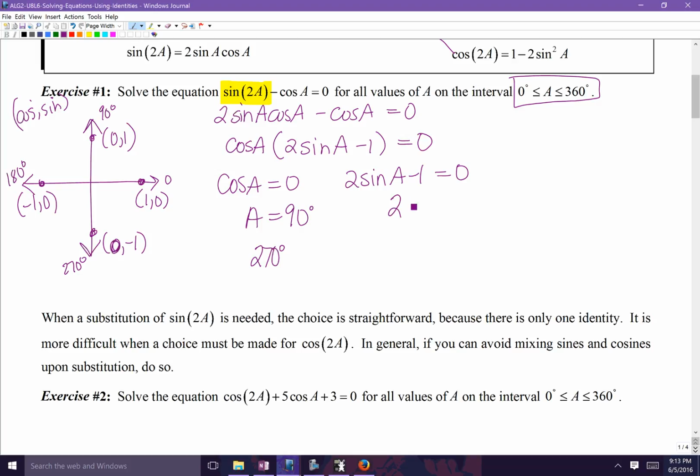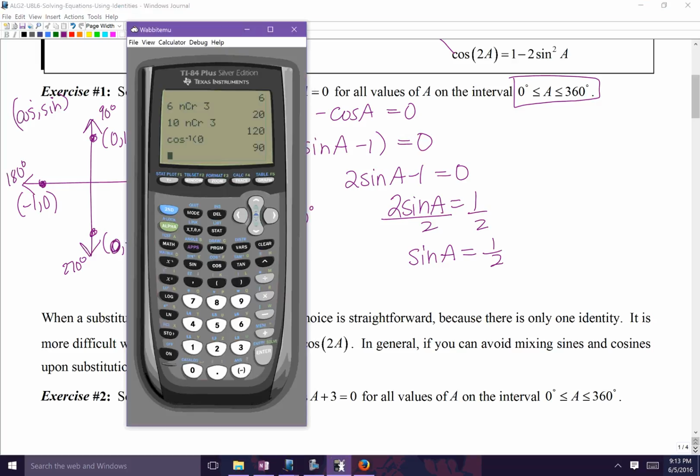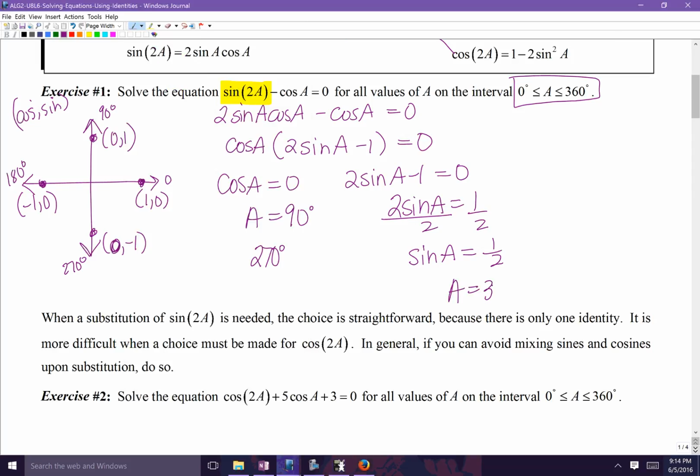Now I'm going to solve this side. So 2 sine of A, add 1 to both sides, divide by 2. Sine of A equals 1/2. This one's a little bit trickier because I don't have 1/2 on one of the coordinates that I marked off. So again, if you don't remember at what angle sine has a value of 1/2, open your calculator. You're going to hit second sine of 1 divided by 2, or 0.5, and you get 30. So far, we are at 30 degrees.